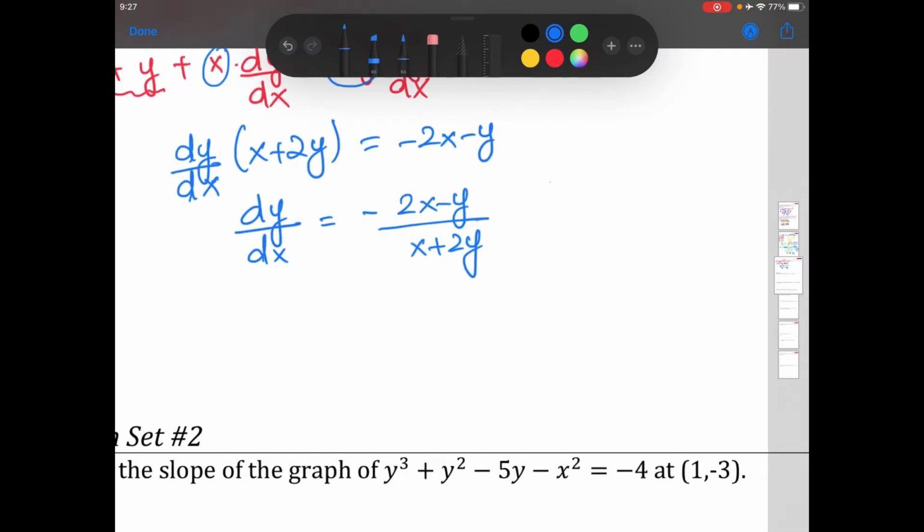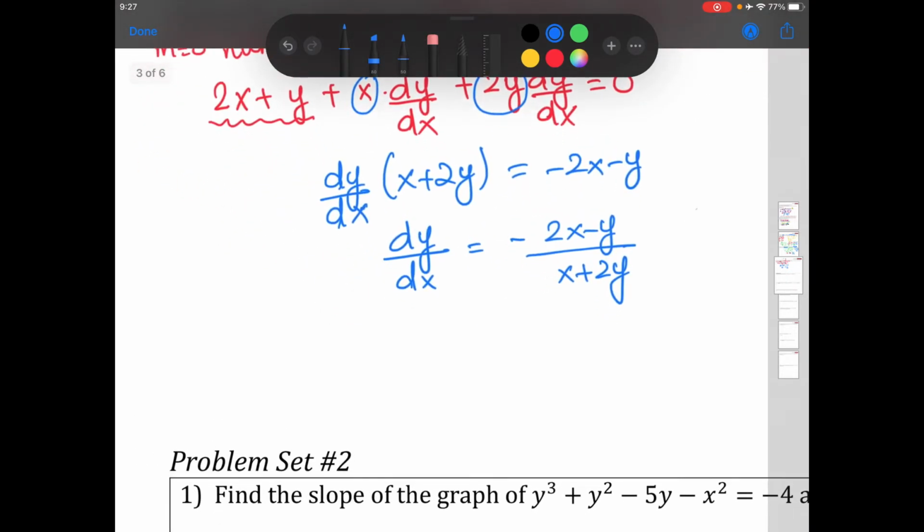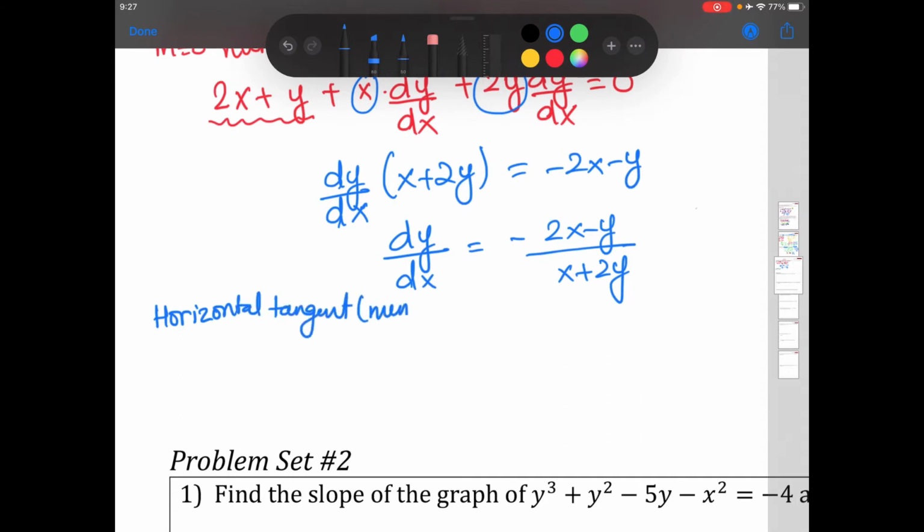So now I know my numerator is what? I want to find the horizontal tangent line, which means the numerator is equal to 0. So I'm going to take my numerator, set it equal to 0. And if I solve for y, I get y equals negative 2x. So how is that going to help me? I can substitute that back into the equation and find my point, right?